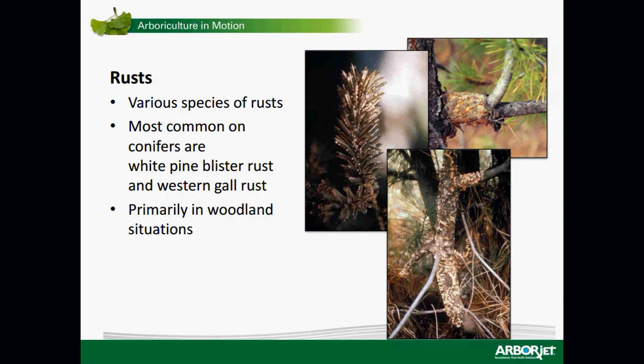So once you get this into a tree, you need to react pretty quickly. If you see just 2 or 3 of these rust formations, you can prune them out. Then you're going to want to treat the tree with the phosphorus. Basically then just get it start protecting itself from any further infections.